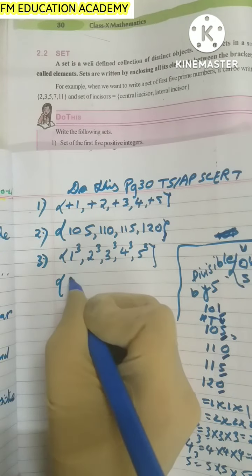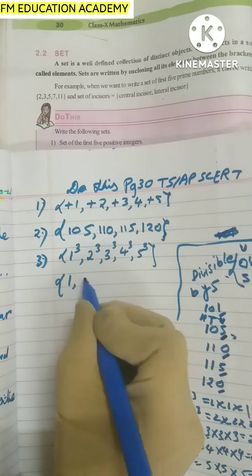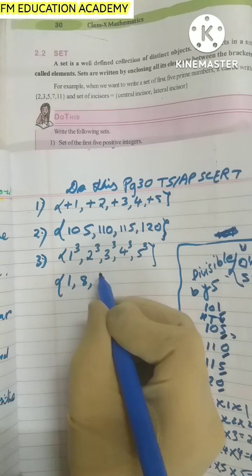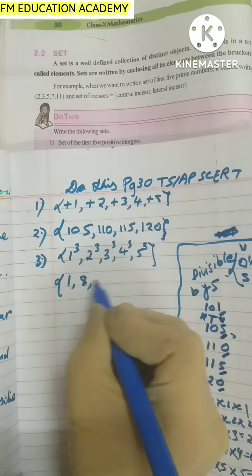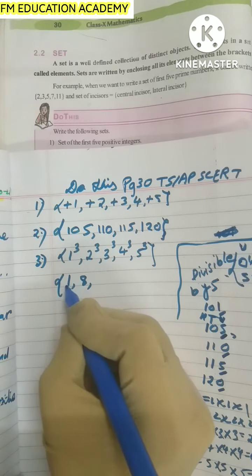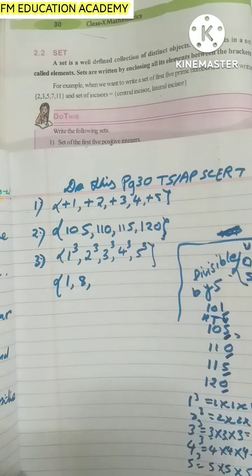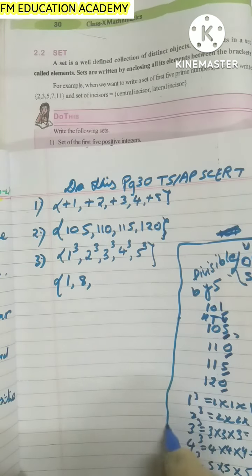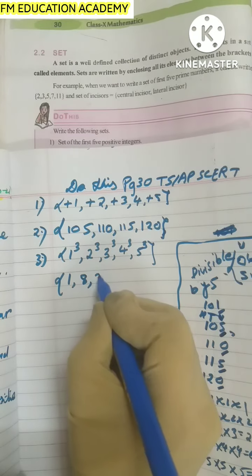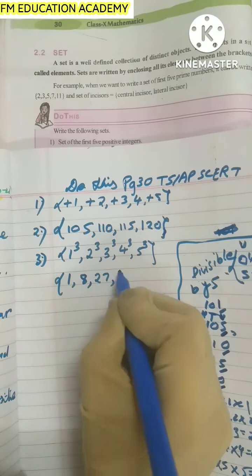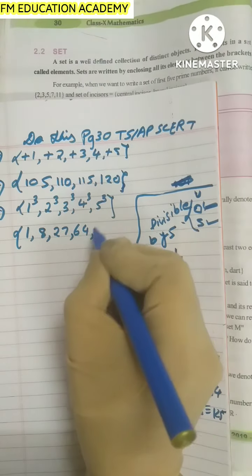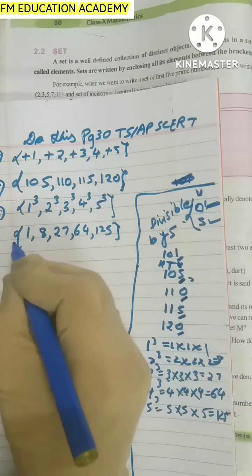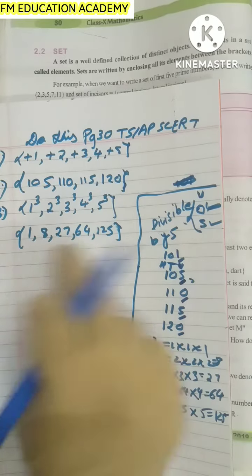So what is 1 cube? 1. 2 cube I got is 8. You have to remember this also, because it will be very useful in all the chapters of your 10th class and higher classes. Remember the cubes. 1 cube is 1, 2 cube is 8. Here I have written, but in general you remember it. Similarly, 3 cube is 27, 4 cube we got is 64, 5 cube we got is 125. So these are my set of cubic numbers.